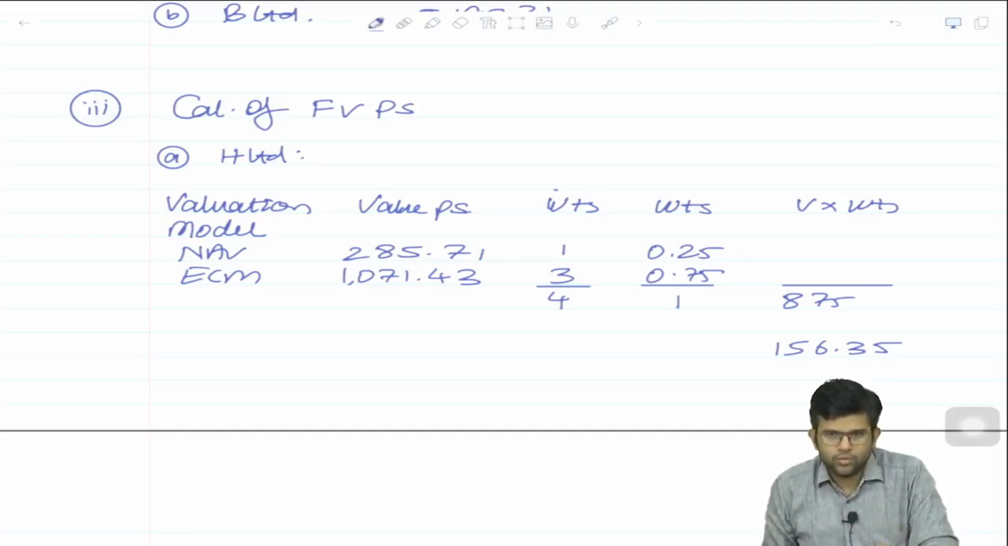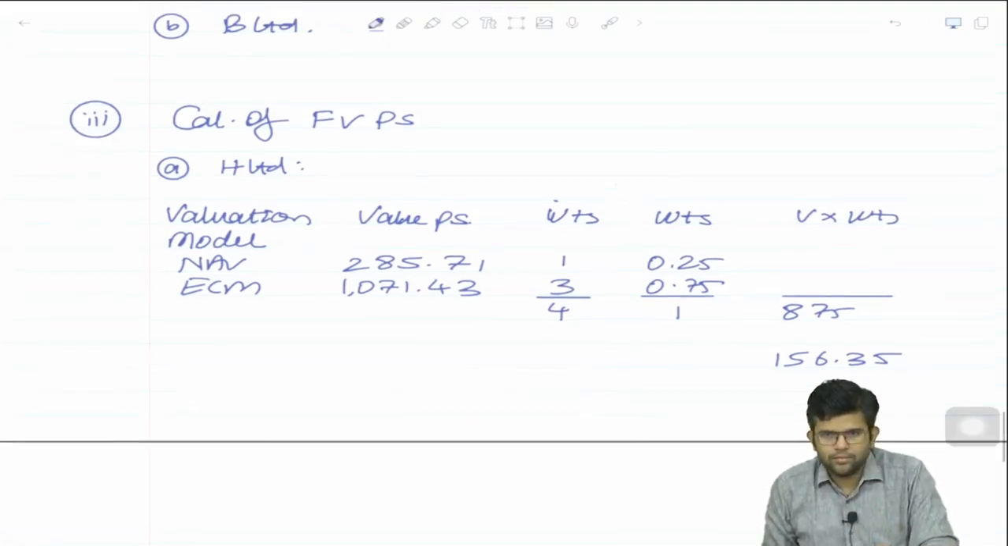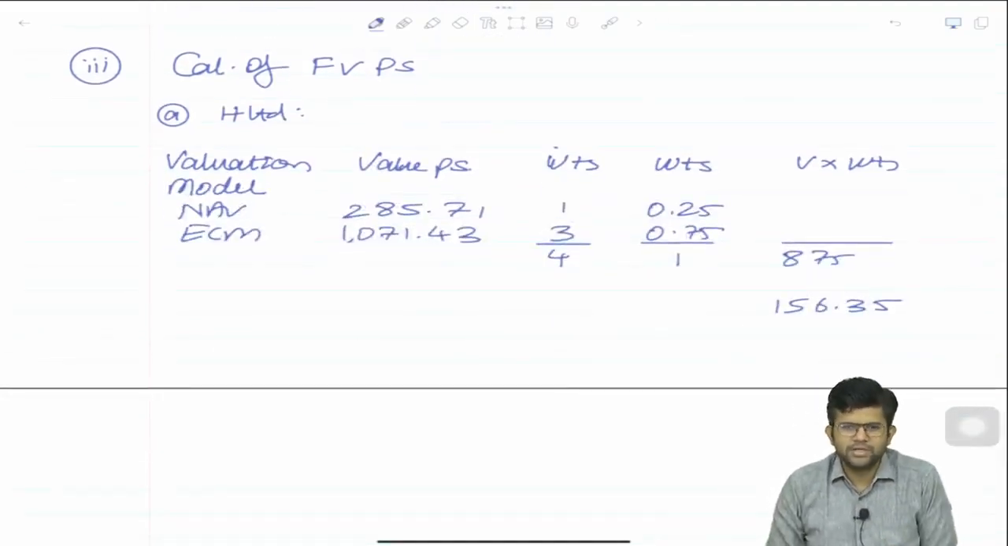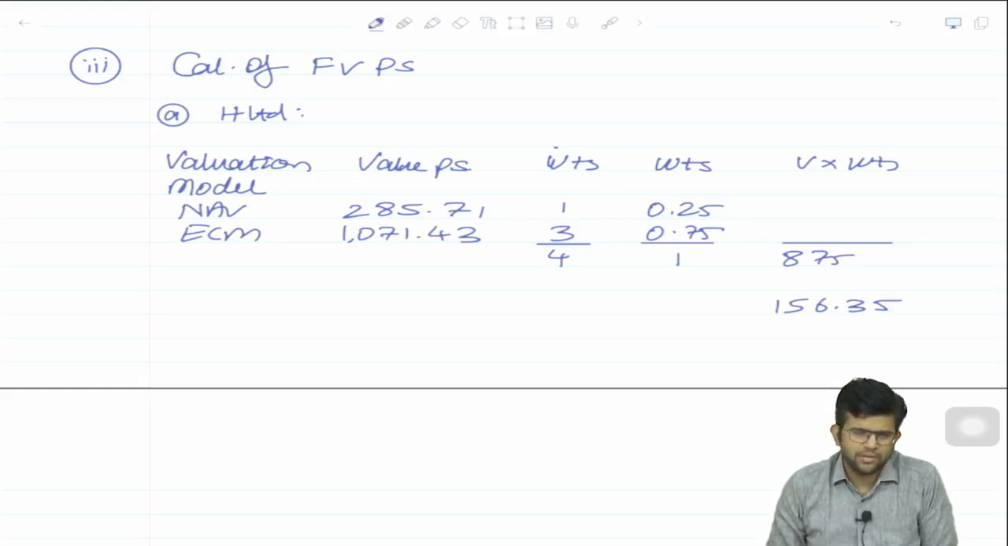Now, 156.35 or 42, what is the answer? 35 is right? Okay. Sandeep, some calculation mistake, just check. Any rounding off you have to do in weights or it is proper weights? Proper weight, these only weights? 1.25 and 0.75 or 1 and 3. So then some calculation mistake must be there.